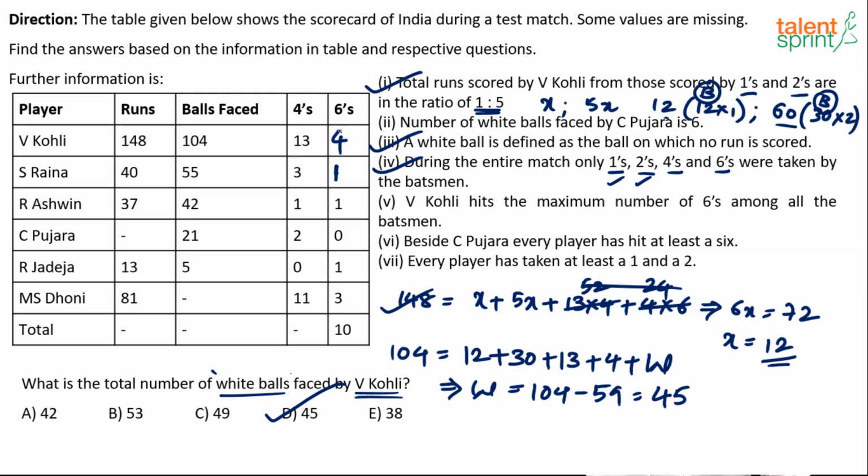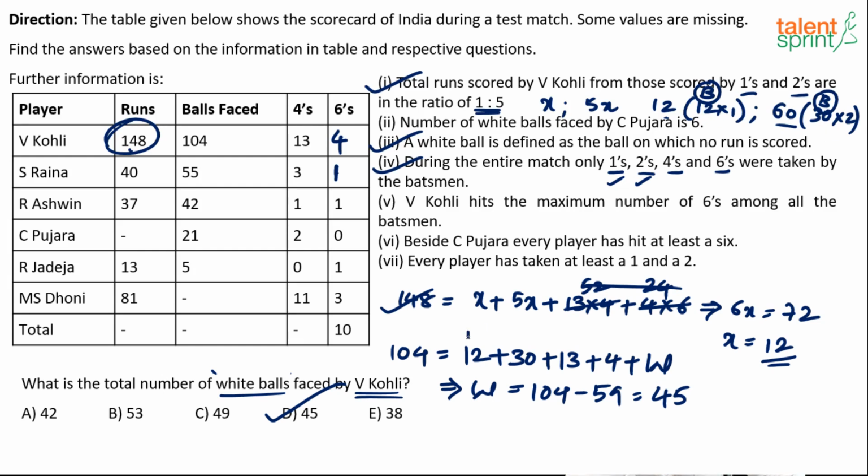I repeat, we already knew that Kohli has scored 4 sixes. I mean, he has hit 4 sixes, right? So he has faced 4 balls here. He has faced 13 balls here. And then we know that the number of runs scored through ones and twos is in the ratio of 1:5. So first of all, using 148 total, try to find out how many runs were scored using ones and twos. We get the value of x as 12, meaning 12 runs were scored using ones and 60 runs were scored using twos. Then you can find out the number of balls faced using ones and the number of balls faced when he took twos. So that comes out to be 12 and 30.